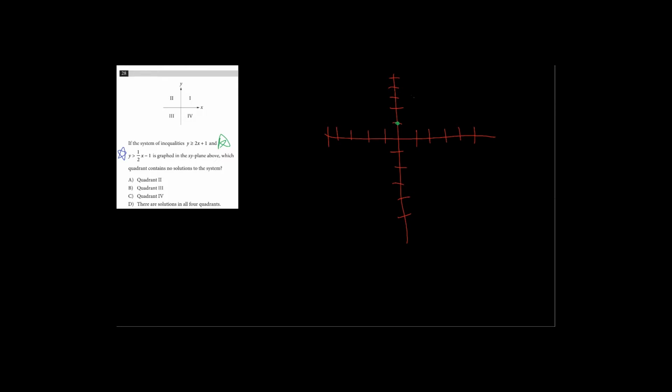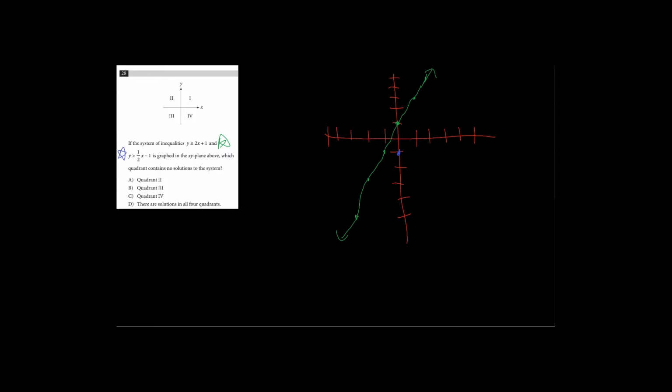So I'm just going to go up 2 over 1, up 2 over 1, down 2, left 1, down 2, left 1. I could go ahead and make one more: down 2, left 1. And since this is a greater than or equal to equation, I'm just going to draw a solid line. So something like that. And for the blue equation, I'm going to start with the y-intercept at -1.